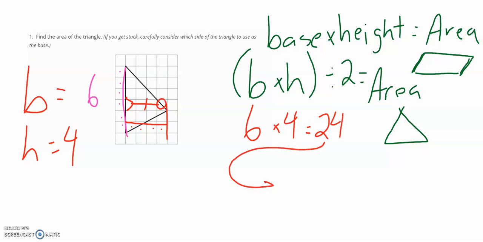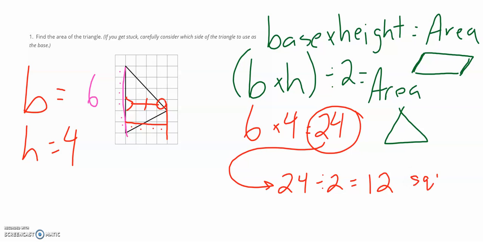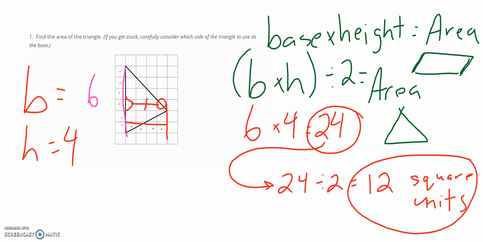And then I can take 24 and cut it in half because 24 tells us what the area of two triangles is. We want one triangle. 24 divided by 2. Half of 24 is 12 square units. If you don't believe me, let's look at another way to see it.